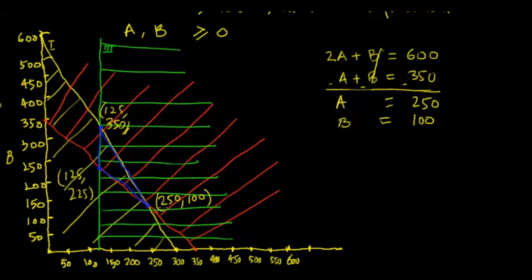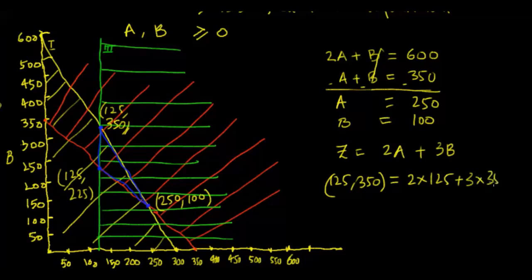Now that I got three points, I'll insert all these three points in my objective function, which is z is equal to 2a plus 3b, which I have to minimize. The first point is 125, 350, which gives me 2 into 125 plus 3 into 350, which is 250 plus 1050, giving me 1300 as my total cost.